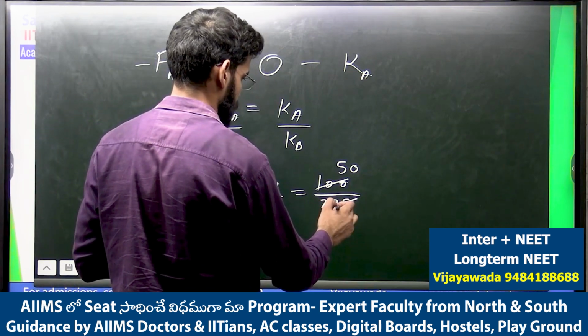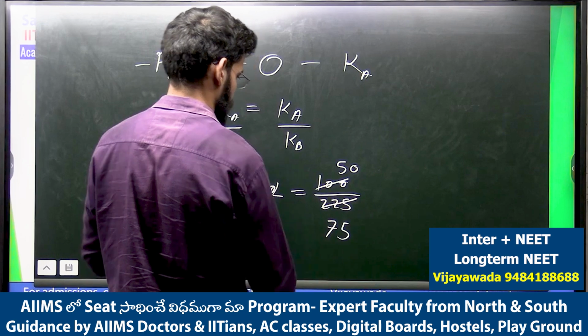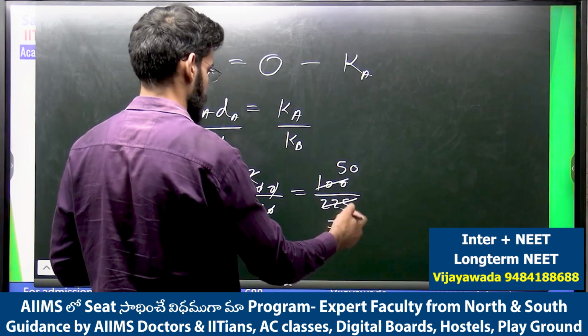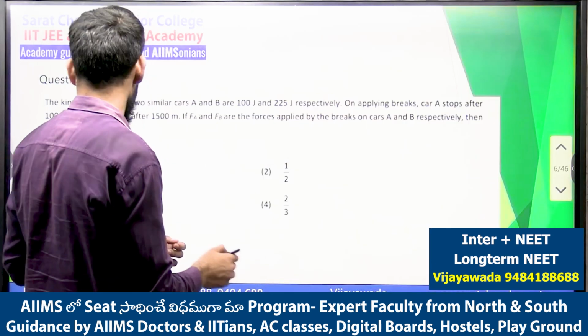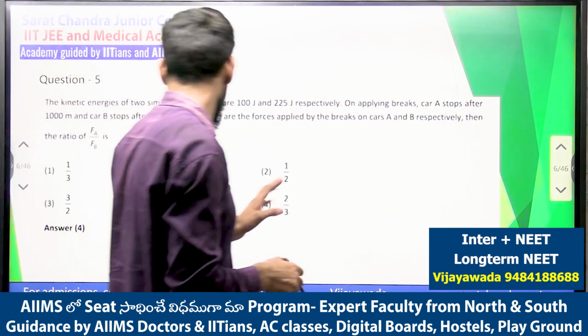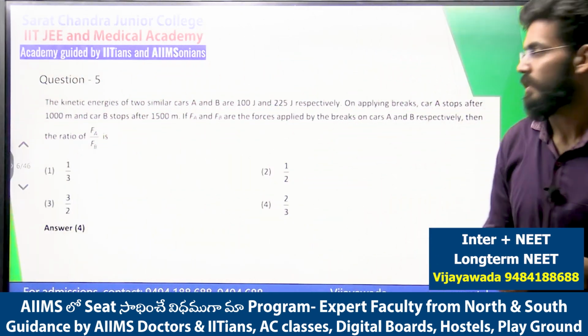7, and then this is 115, 5. Okay, 75. So 50, 75. This is 2 by 3. I think 2 by 3 is your answer. FA by FB. Yes, 2 by 3. Fourth option. Okay, that's it.